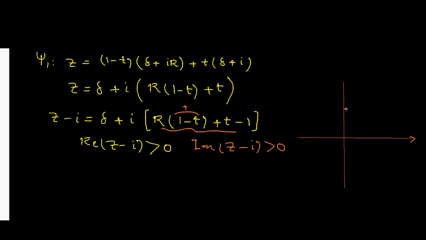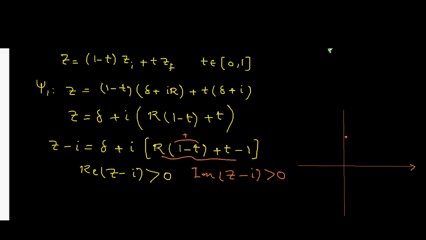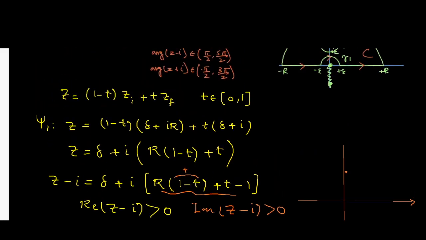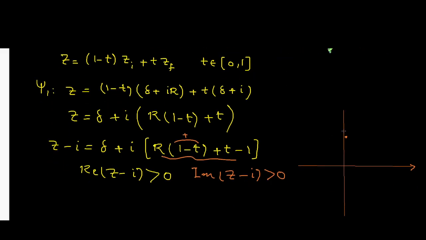So we are very close to the right of the vertical axis or the imaginary axis. And since the interval is from pi by 2 to 5 pi by 2, at this point it's pi by 2 on the imaginary axis. And when we rotate counterclockwise and end up here, the argument is 5 pi by 2. So the argument of z minus I for the path psi1 is 5 pi by 2.